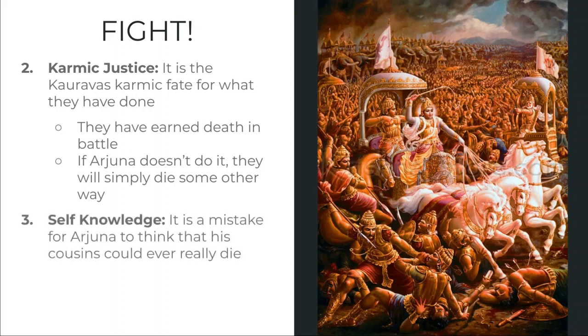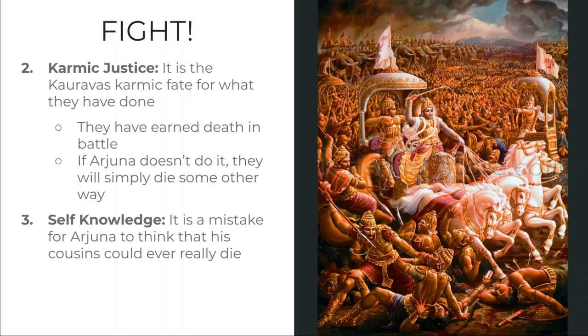And one of the most important lessons is for Arjuna to overcome that avidya. And this is the teaching of self-knowledge. It's actually even a mistake for Arjuna to think that his cousins could ever really die, because what Arjuna would be killing is merely a temporary body that their Atman, or their soul, is manifested in. You can't ever kill someone's soul, right? And so you're not actually ending their existence. They're not really dying. All you're doing is fulfilling the karmic fate that they have earned, right?